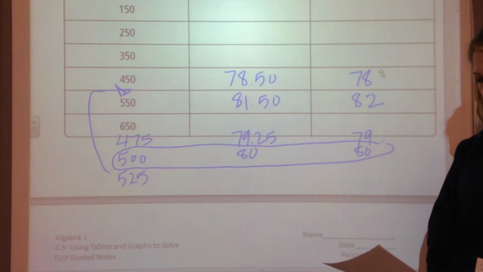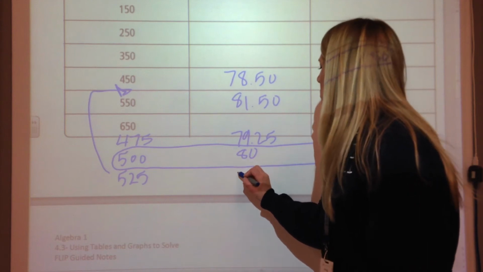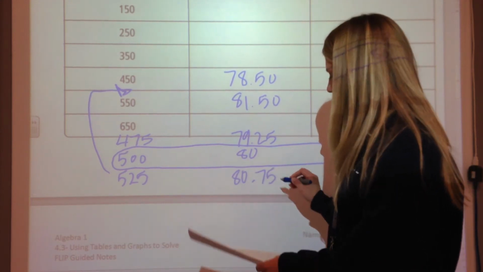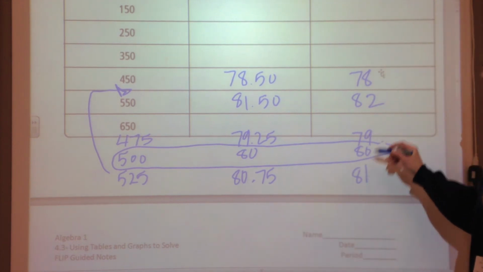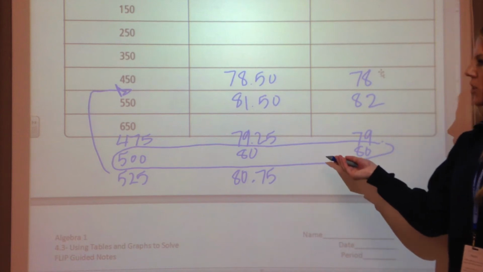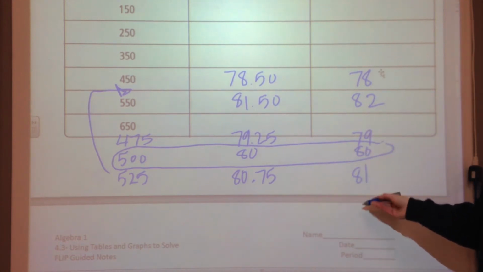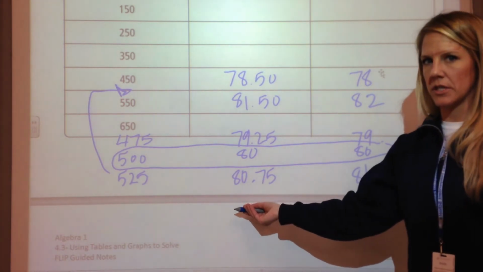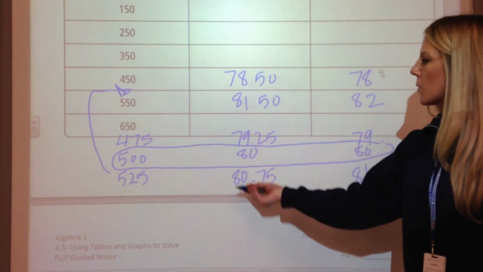And let's also go ahead and look at 525. If I use 525 minutes, I now spend $80.75 with Flash compared to $81 with Horizon. So again, this is where the change occurs. And after 500 minutes is when Horizon becomes more expensive and Flash is going to be less expensive. It's going to be the cheaper option where we're going to save the most money.